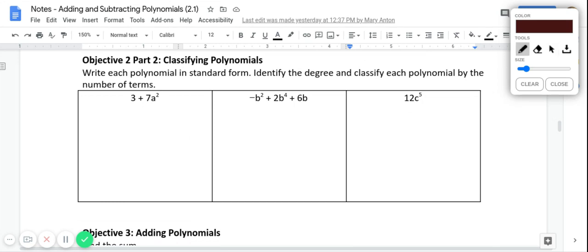So I'll write that. So each polynomial in standard form. So this 7a squared needs to go first because it has a variable to a higher exponent than that 3. So this in standard form is 7a squared plus 3.